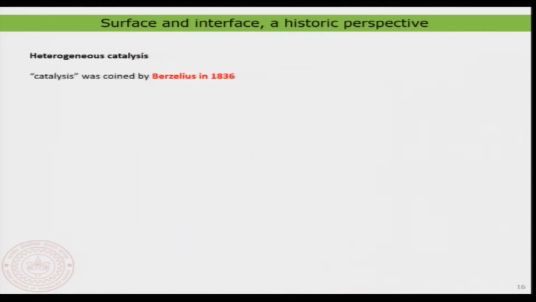Well, so what we have seen is the heterogeneous catalysis aspect in this particular context, and in 1836 Berzelius is the one who coined the name catalysis itself, and from there onwards this particular field is known as heterogeneous catalysis. And now we will see the surface science aspect in catalysis, or as I generally call it, chemistry at surface, which is known as catalysis itself.